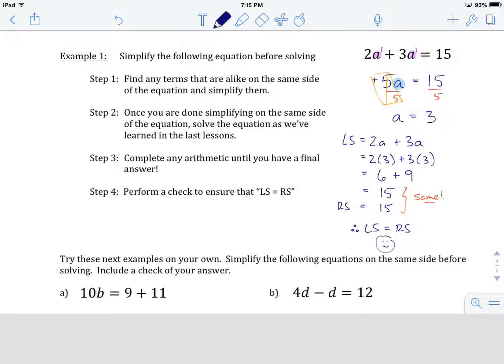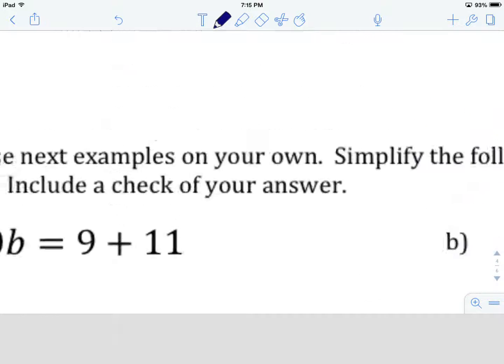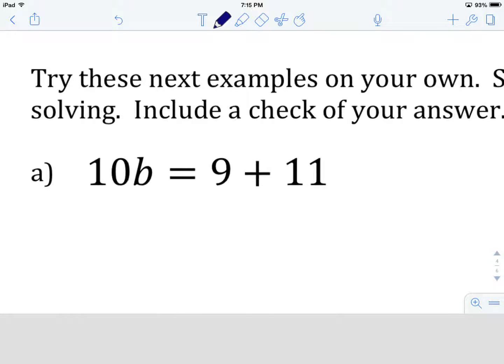So let's have a look at example A. We have 10b equals 9 plus 11. So we look at the left side of our equation. We have 10b. There's only one term there, so there's nothing to simplify. On the right side, however, we can simplify.